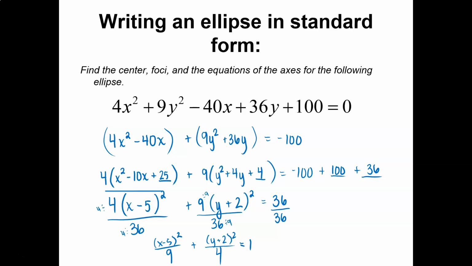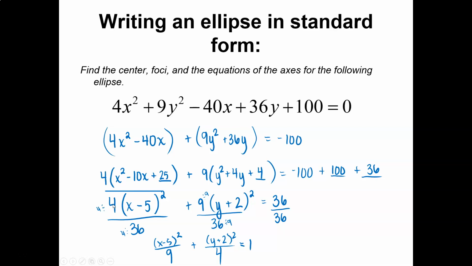Okay, question. If those had divided evenly and we would have had a number outside of the parentheses in the numerator, how would we have found the center of that? What we really want to do is always divide by whatever number is here.